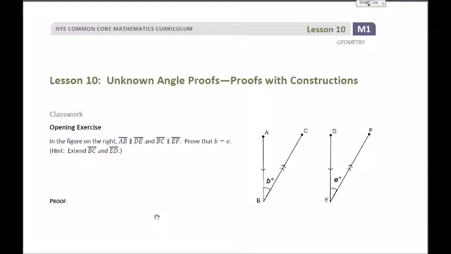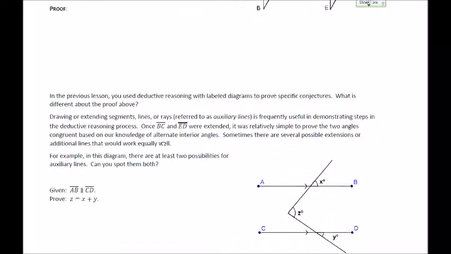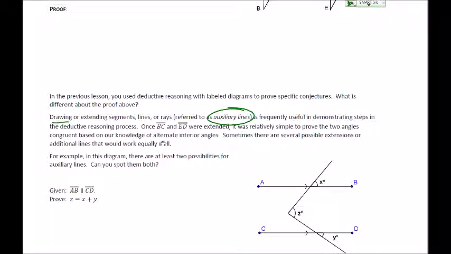Next, I want to talk about a different kind of proof. These are proofs with constructions, which means you'll draw a line or more than one line either before or during your proof. And these lines have a special name. They're called auxiliary lines. When you draw or extend segments, lines, or rays, it is frequently useful in demonstrating steps in the deductive reasoning process. So when you draw a line during a proof, it's called an auxiliary line, and you are able to draw an auxiliary line at any point during your proof, and it helps you show something.